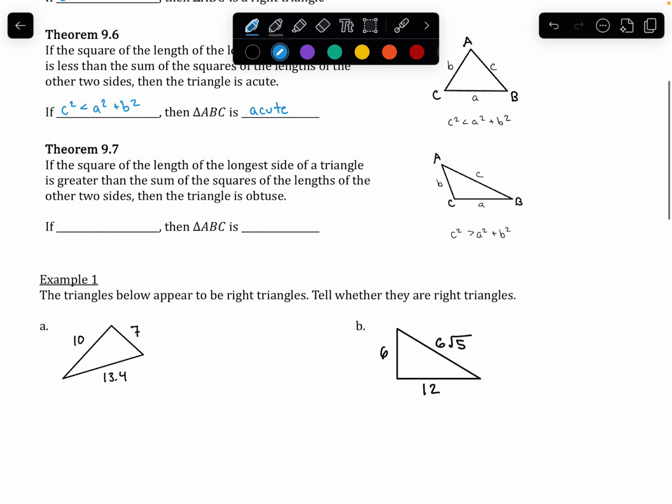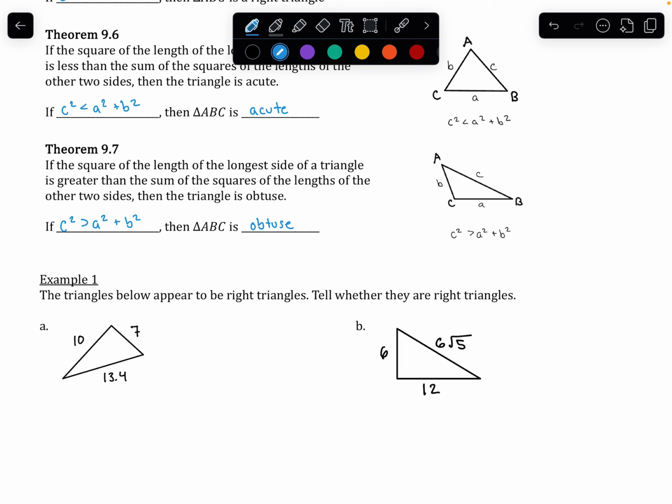Now, Theorem 9.7 says if the square of the length of the longest side of a triangle is greater than the sum of the squares of the lengths of the other two sides, then the triangle is obtuse. So if c squared is greater than a squared plus b squared, then triangle ABC is obtuse. And the image on the right represents that.